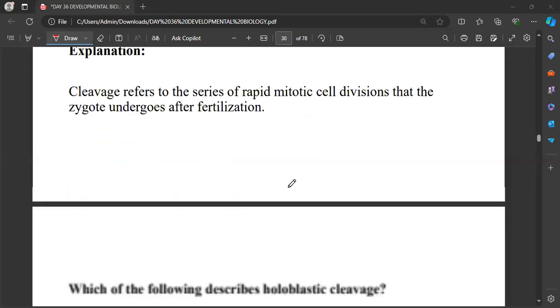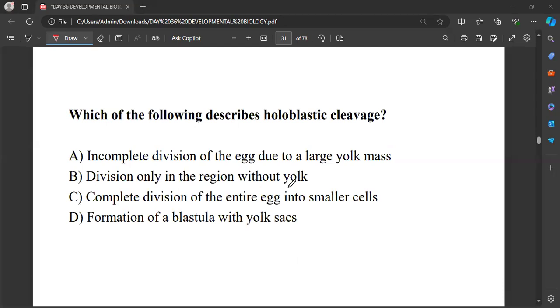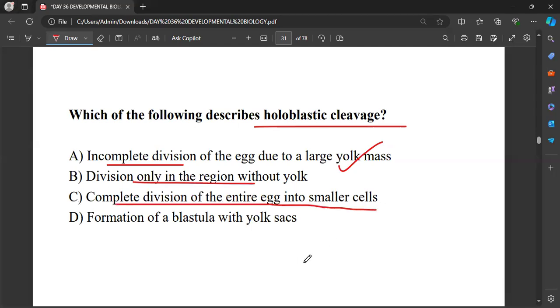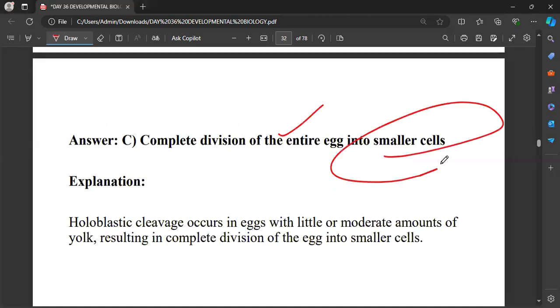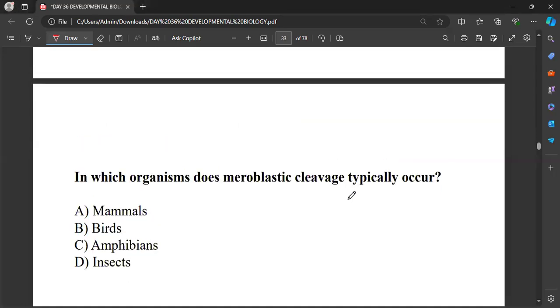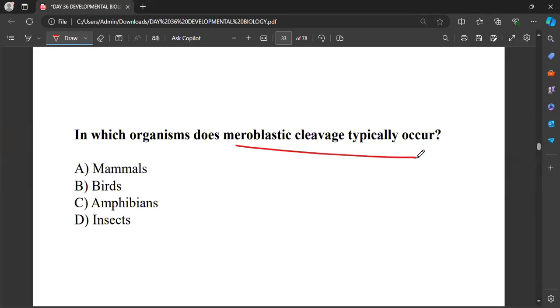Okay, and that will be rapid cell divisions of the zygote. Which of the following describes a holoblastic cleavage? Incomplete division due to the large yolk mass, division only in the region without yolk; complete division of the entire egg into smaller cells; formation of blastula with yolk sacs. That will obviously be a complete division, and that complete division results in the formation of smaller cells, that is micromeres. In which organism does meroblastic cleavage typically occur? Examples are very important. Okay, give me the answer.